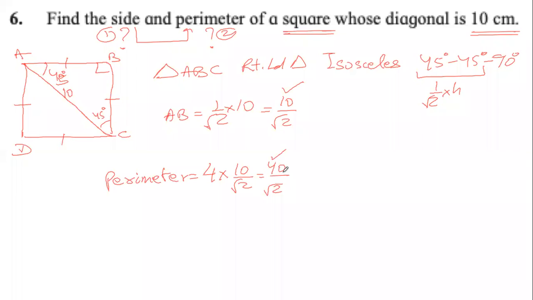So to make them beautiful, we have to rationalize the surd, rationalize the denominator, and we can do it by simply multiplying the same surd to the denominator and to the numerator. So this becomes 10 root 2. Root 2 into root 2 is 2. 10 by 2 is 5 root 2. This is the answer that is given in the textbook.